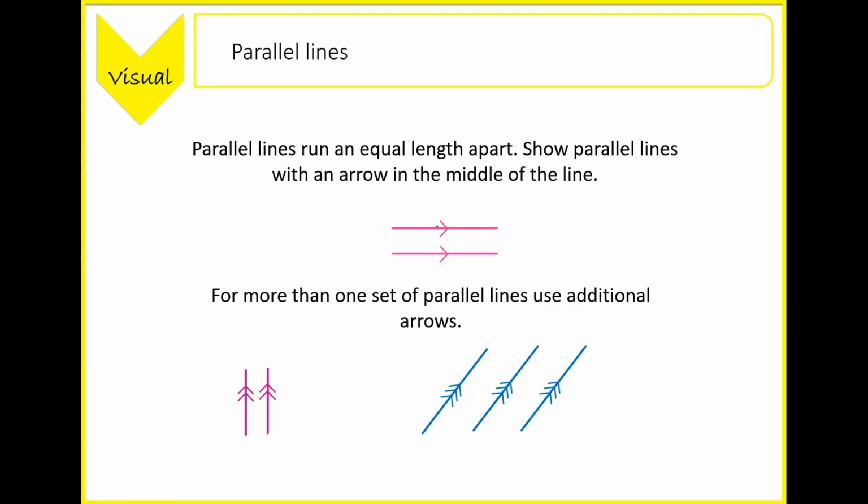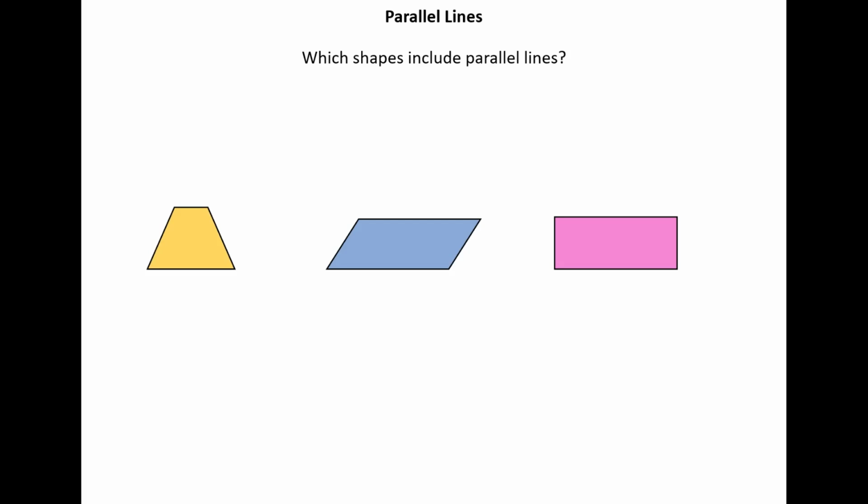So the arrows indicate that the lines that have the same arrow are parallel. And then when we have double arrows, that just happens when we have a shape that has more than one set of parallel lines. So we'll go over some shapes and use them as examples to showcase what that means. So here I have three shapes: a trapezoid, a parallelogram, and a rectangle.